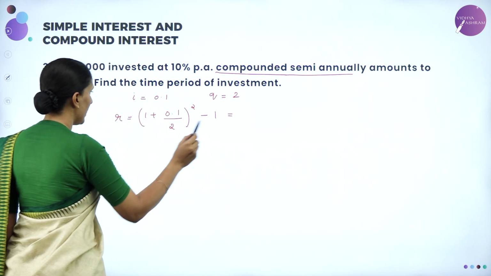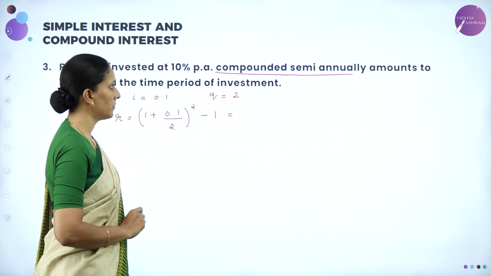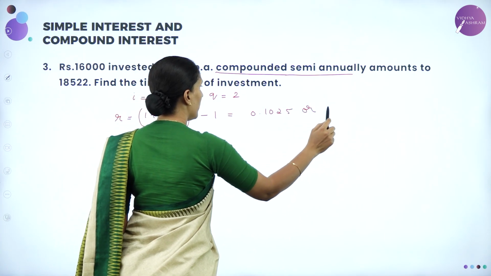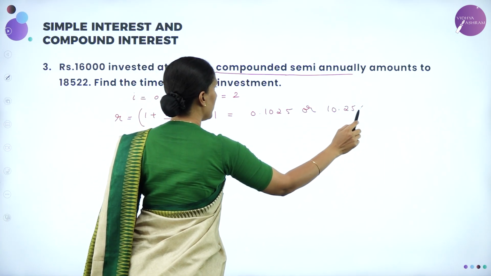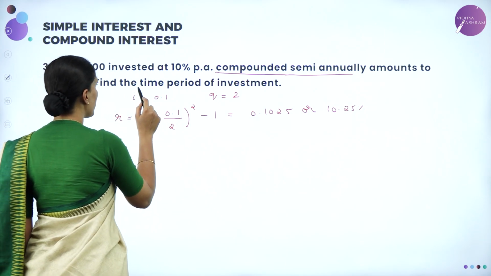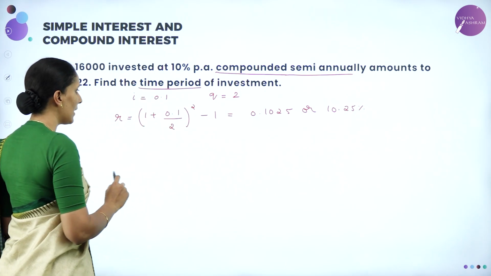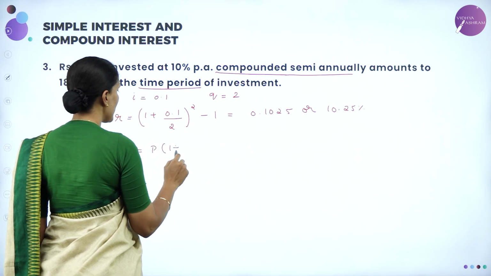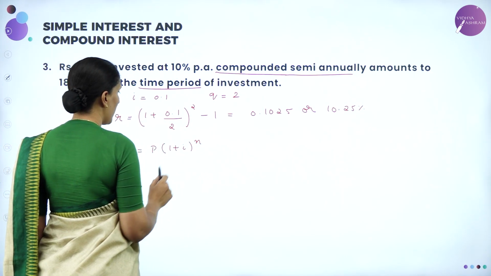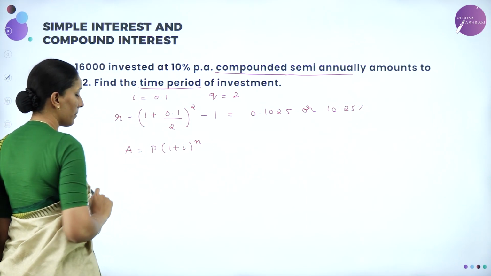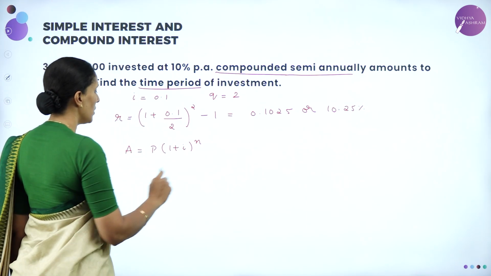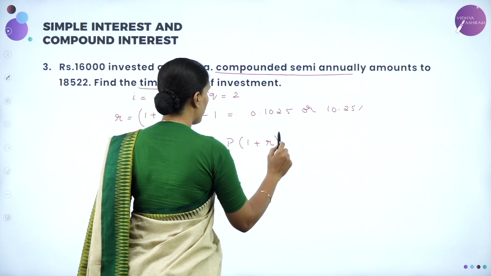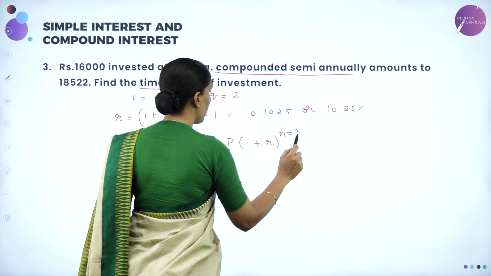So evaluating this, we'll get R is equal to 0.1025 or 10.25%. Remember here we need to calculate the time period. To calculate the time period, we know the formula A is equal to P into 1 plus I whole to the power N. So here I is replaced by R because it's the new rate of interest. So therefore this is principal is 1 plus R whole to the power N. N is the time period which we don't know.